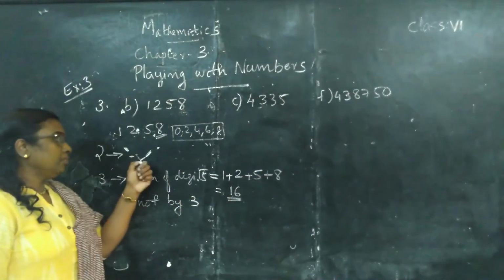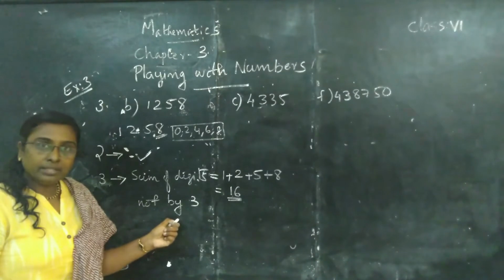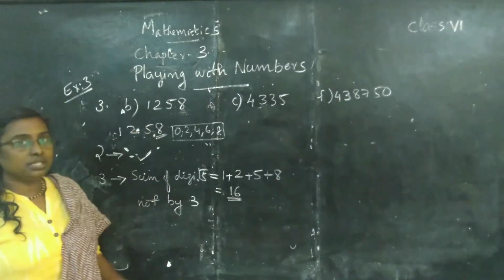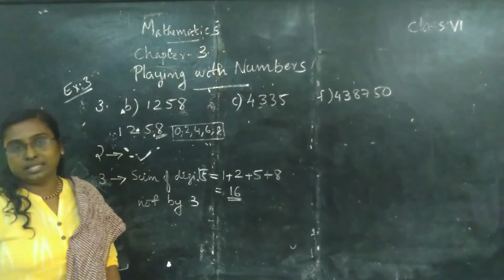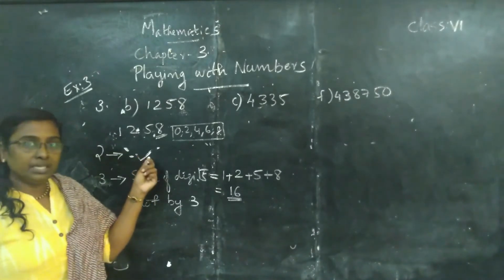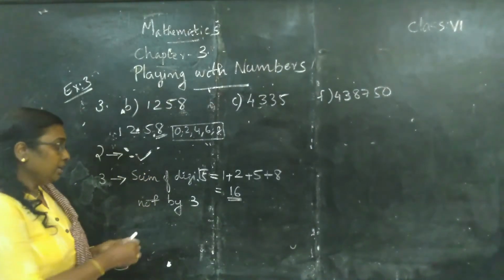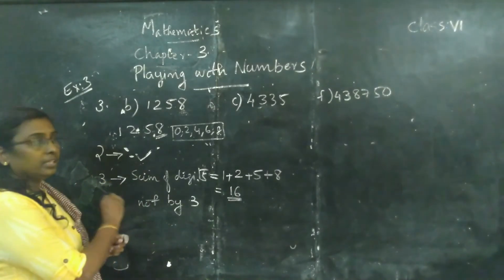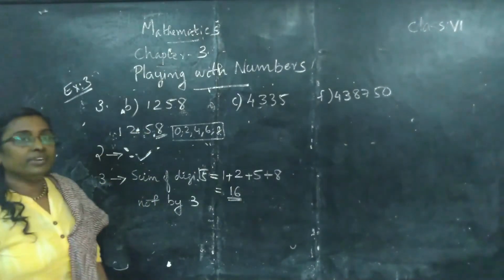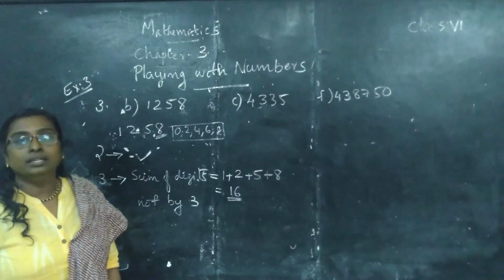It is divisible by 2 but not by 3. Therefore, this number is not divisible by 6. A number is divisible by 6 if it is divisible by both 2 and 3. Here it is not divisible by 3. Therefore, the given number is not divisible by 6.